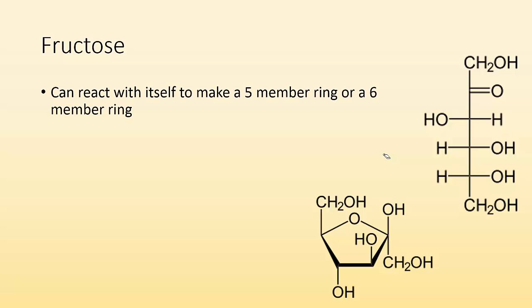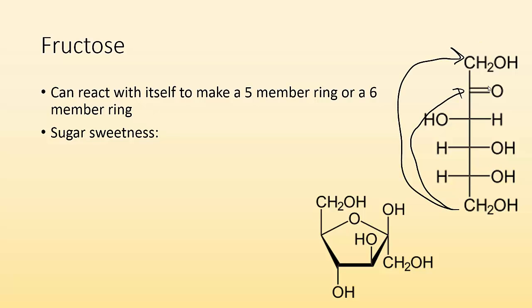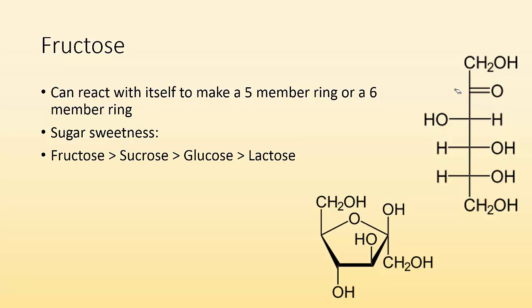Fructose can react with itself to make a 5-member ring or a 6-member ring. So if we take a look here, it can react to make a 5-member ring, or it can react to make a 6-member ring, and that's going to be fructose. Now, you've seen fructose probably in sugary beverages and stuff, and you may have wondered, why is it fructose, not glucose or sucrose? Well, here's why.